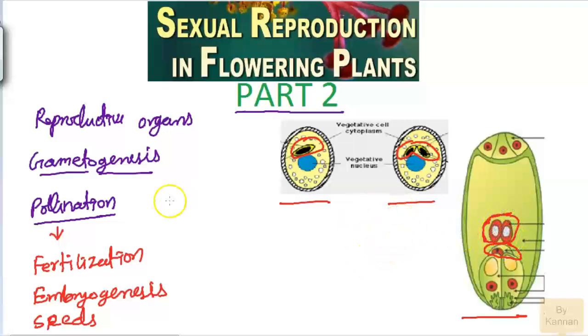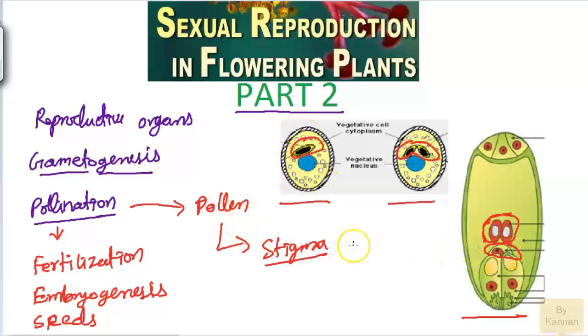So after pollination, the pollen grains reach the stigma of the plant. The pollen grain is the male reproductive cell, and the stigma is one of the female reproductive parts, just over the top of the style. After that, the generative cells have to reach the egg cell. So here we are going to discuss pollen-stigma interactions.